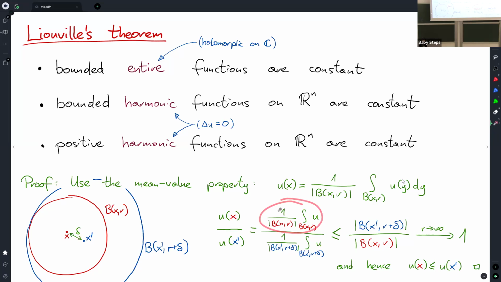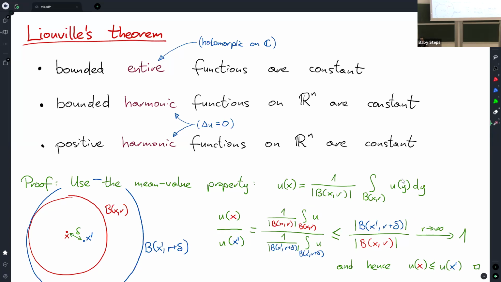So you write this as a mean value property. I mean, write u of x and u of x prime using the mean value property, and then you observe that the integral over the red ball is less than the integral over the larger ball because your function is positive. So this ratio is not greater than 1, which means that the ratio of u of x and u of x prime is not greater than this quantity. But now when r goes to infinity, when radius goes to infinity, this clearly converges to 1, which means that u of x is less than or equal to u of x prime.